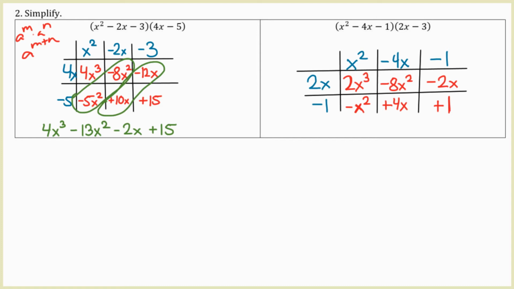2x cubed has no one to collect with. We have some x squares here. So that's going to become negative 9x squared. We have some x's here, which is going to become positive 2x. And then finally that positive 1.